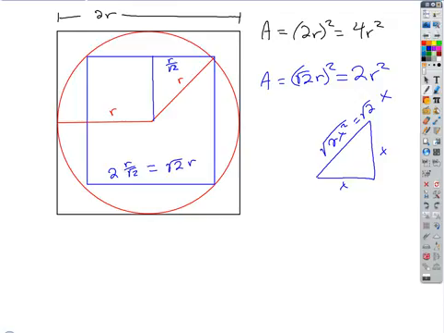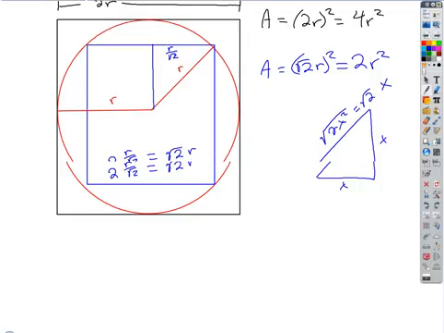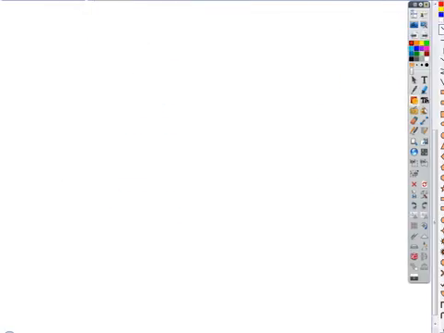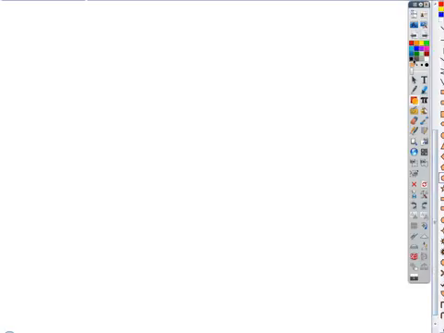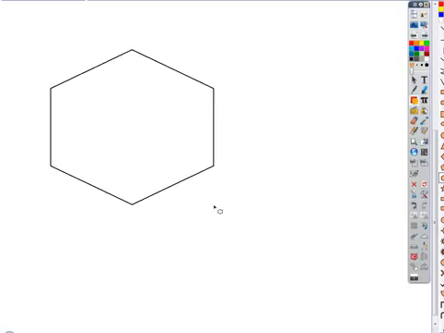Like an octagon might be a good call, right? So if we try something like an octagon. I don't know what I've got available. I'm at the mercy of what is on my Promethean board, and it looks like the best I can do is a hexagon. So we'll go hexagon.